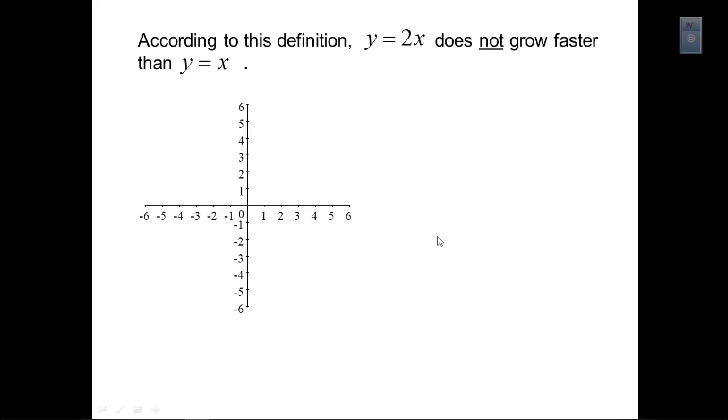According to this definition, y equals 2 to the x does not grow faster than y equals x. By definition, defining this way, it doesn't. Because if you did the limit, you're going to get 2. Now looking at this, we do know that it increases faster, but it's not growing faster. That's the thing.